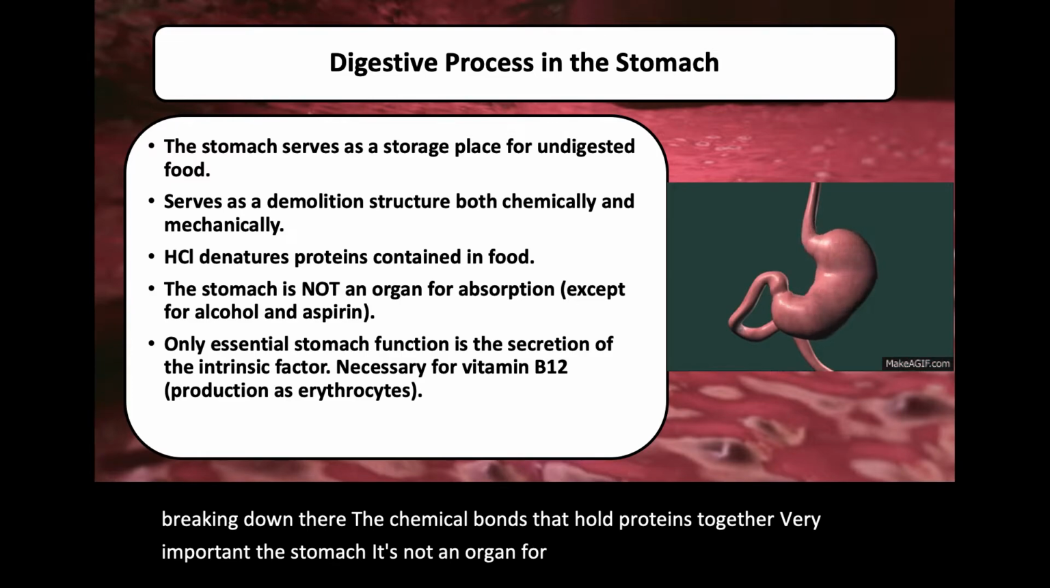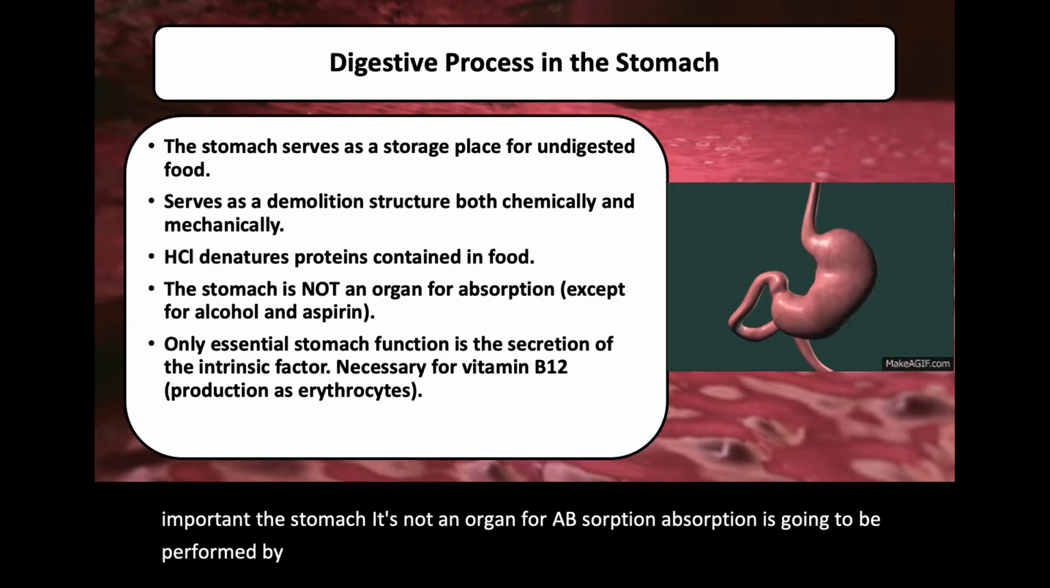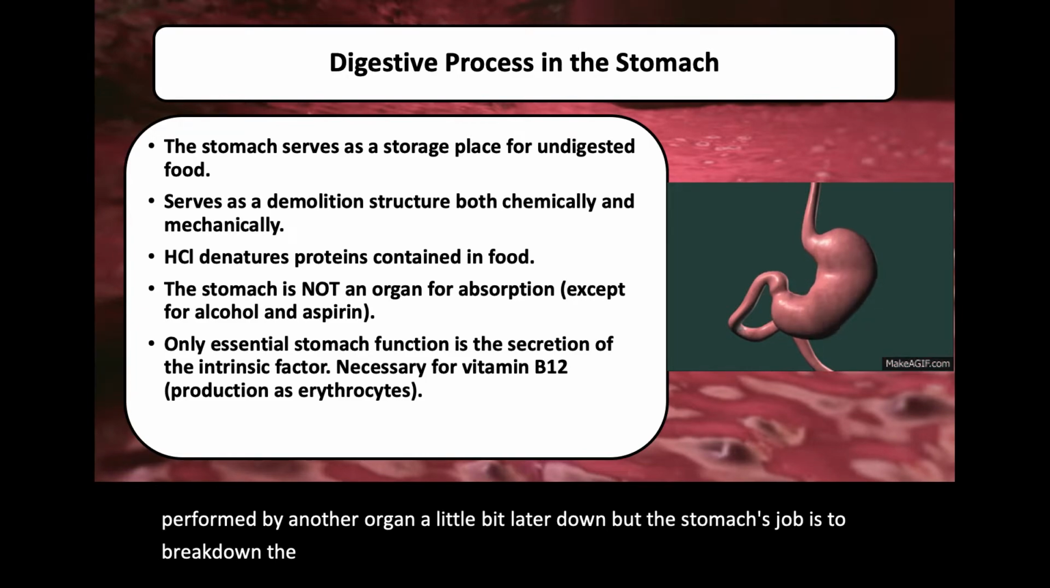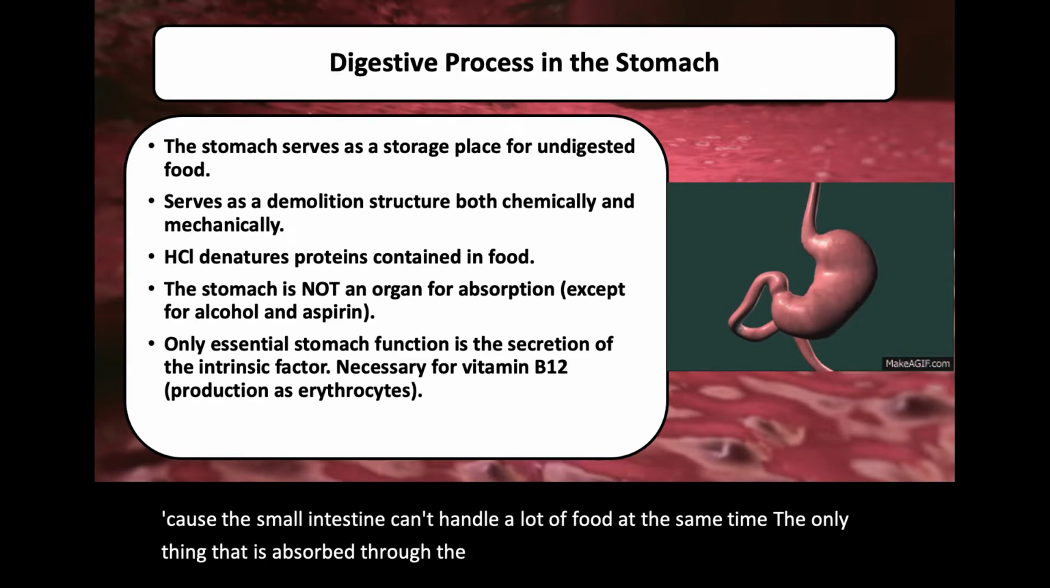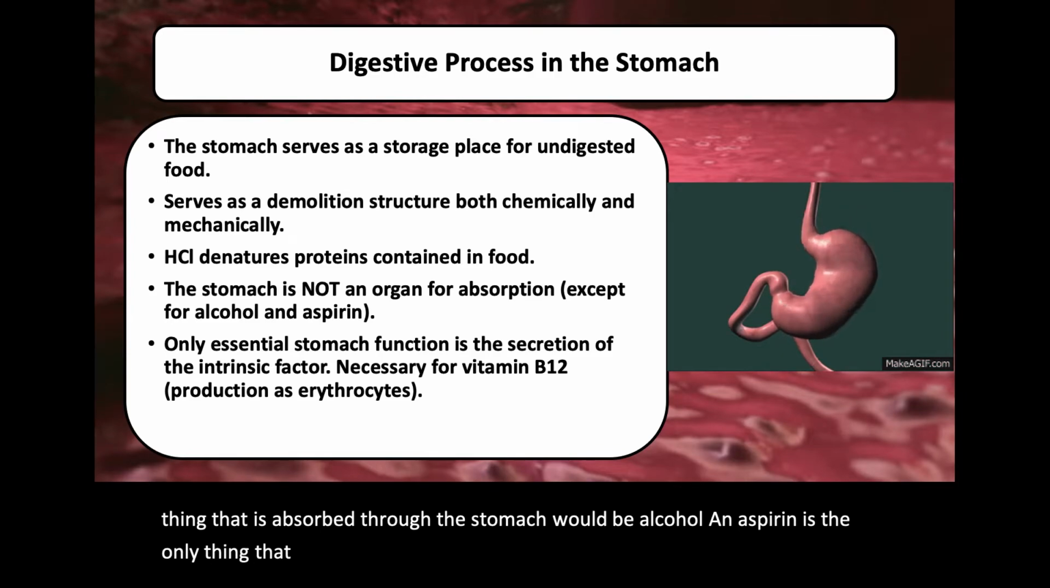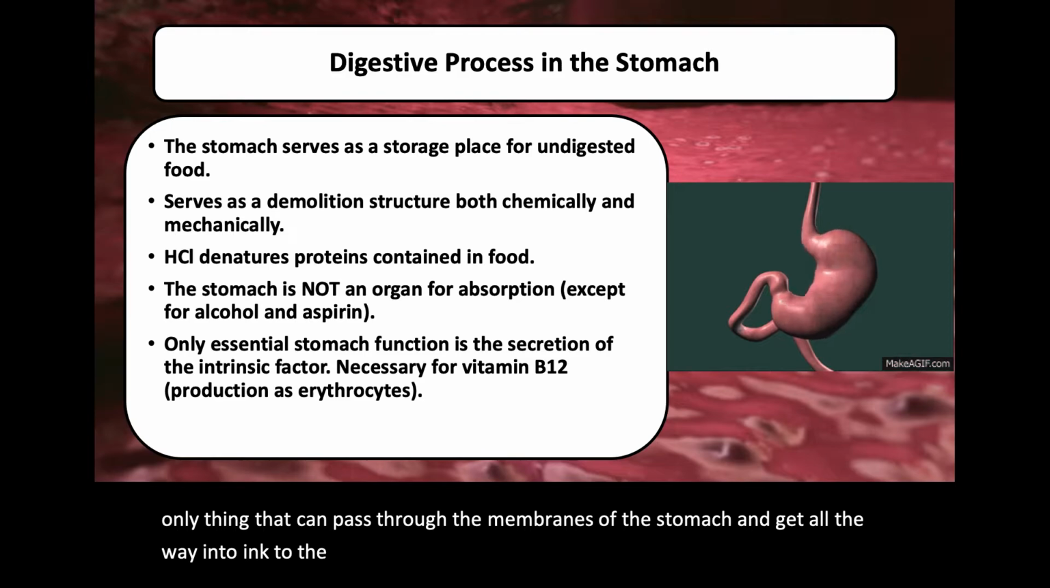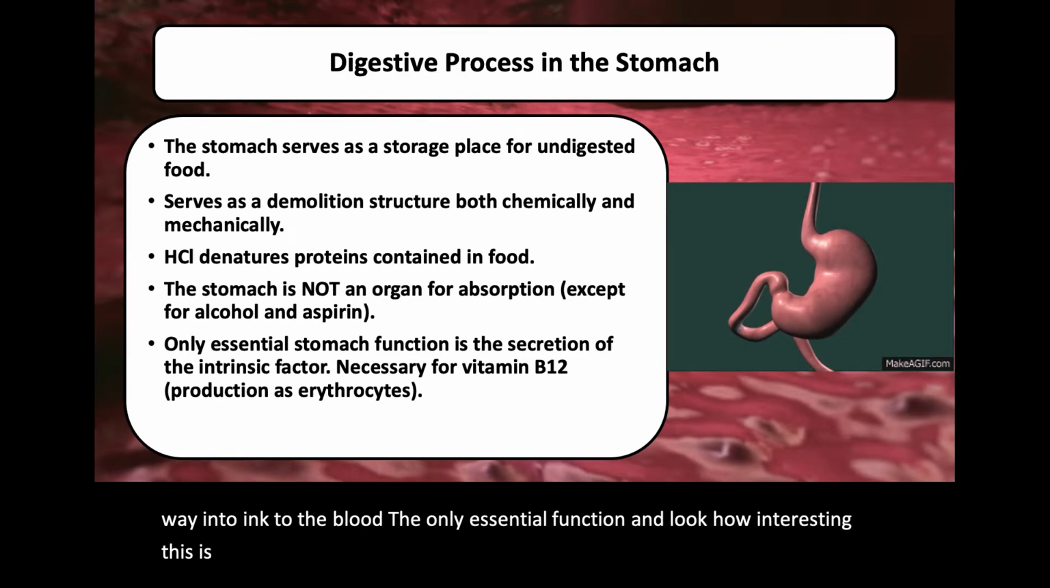Absorption is going to be performed by another organ a little bit later down, but the stomach's job is to break down the food and temporarily store it, because the small intestine can't handle a lot of food at the same time. The only things absorbed through the stomach would be alcohol and aspirin. Okay, they're the only things that can pass through the membranes of the stomach and get all the way into the blood.